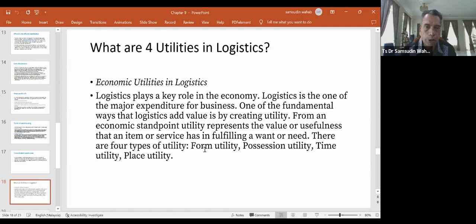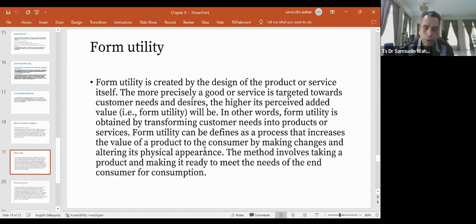From an economic standpoint, utility represents the value or usefulness that an item or service has in fulfilling one or more needs. There are four types of utility: form utility, possession utility, time utility, and place utility.